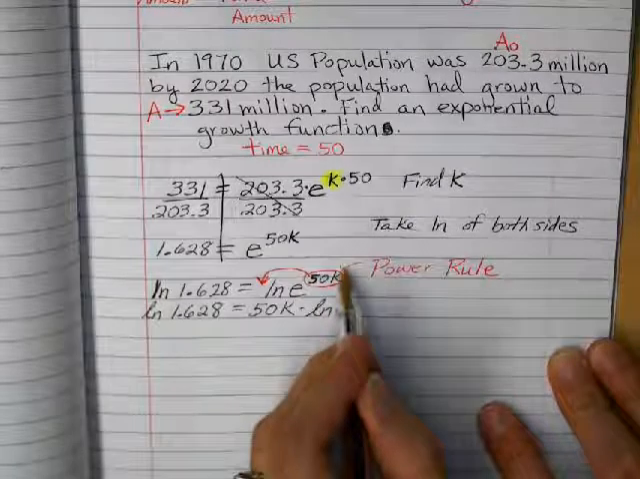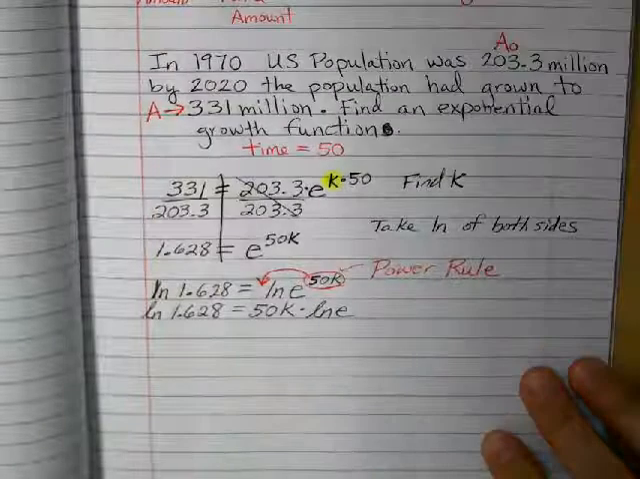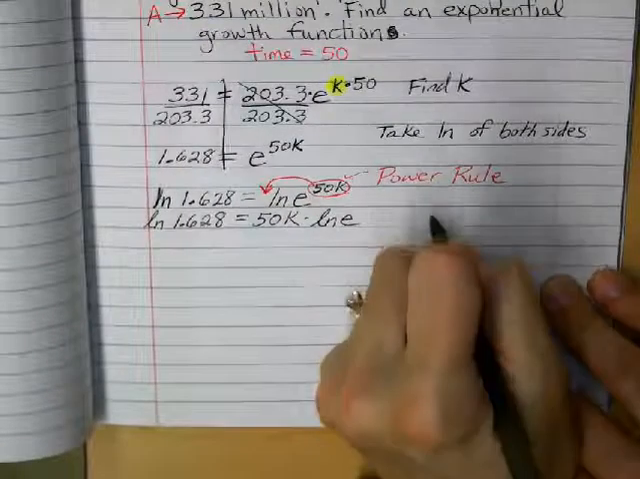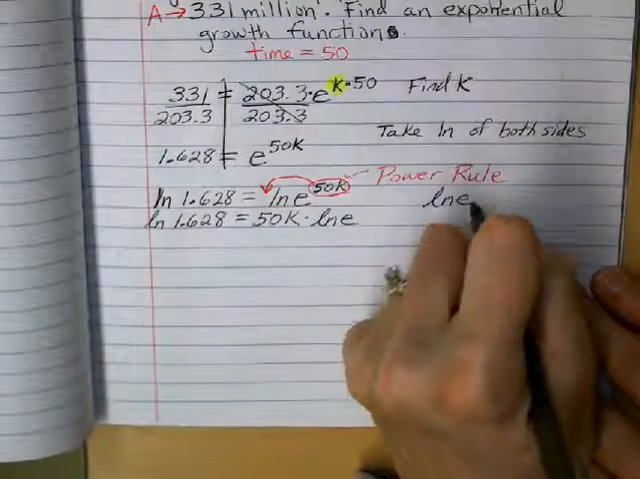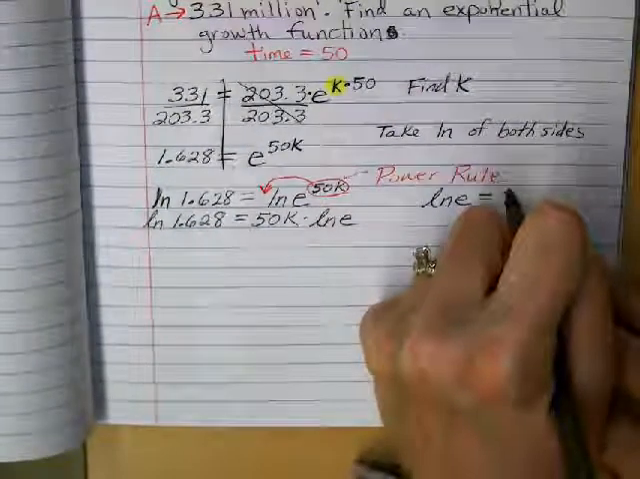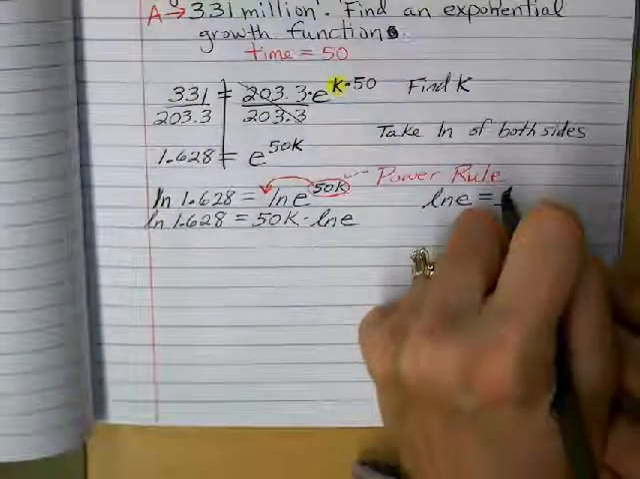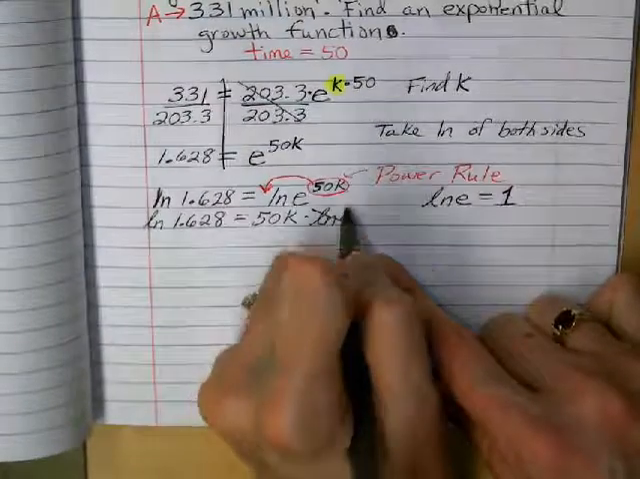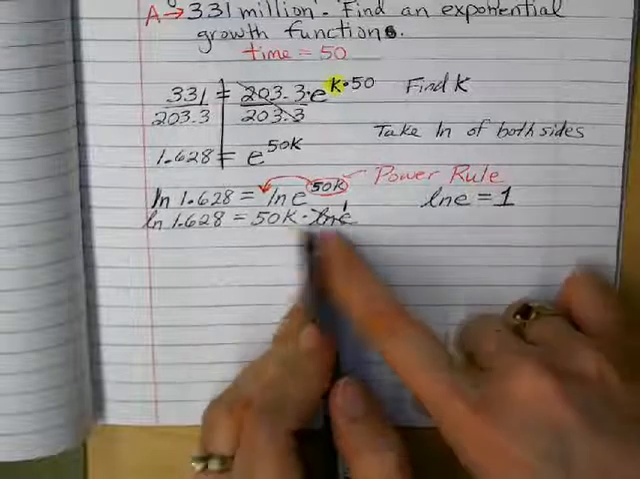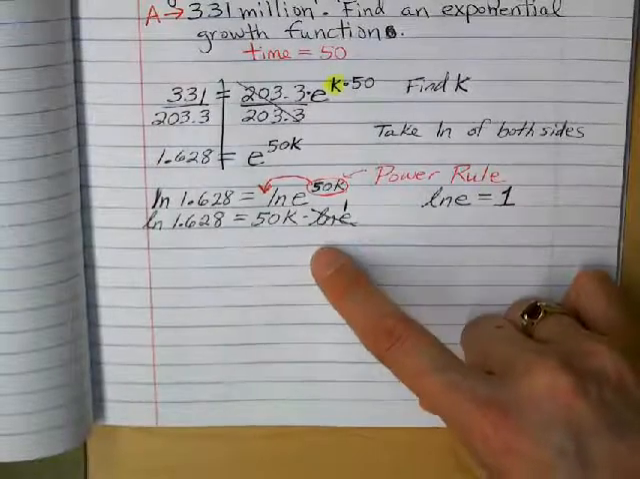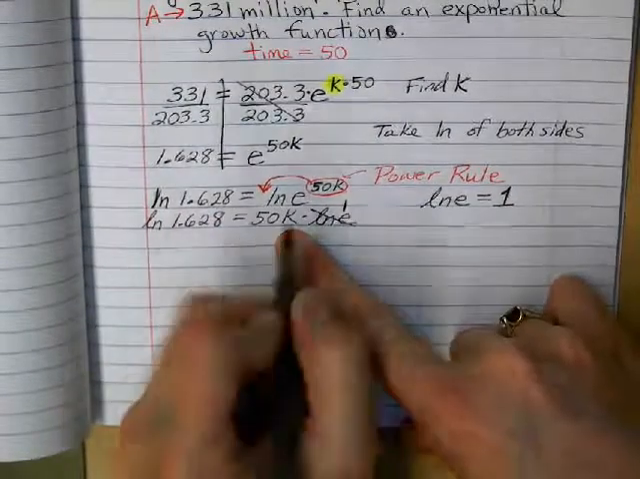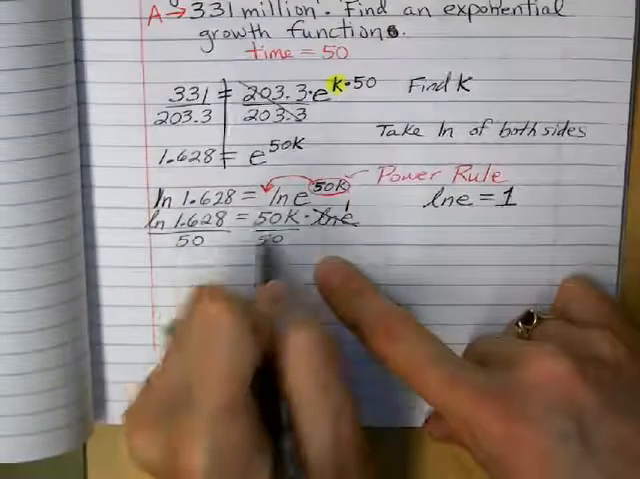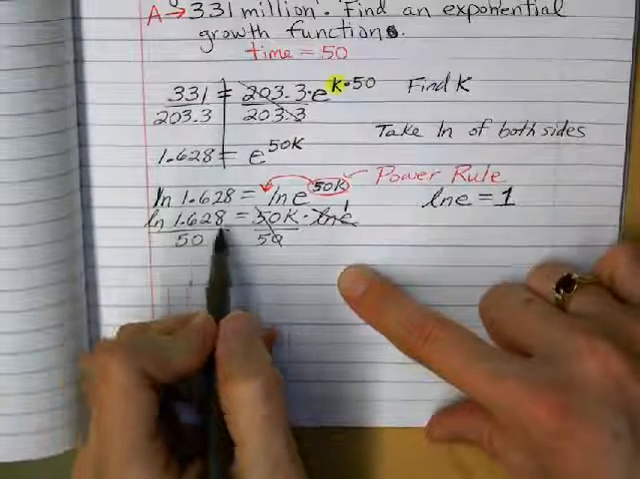Now, what is ln of e? Yeah, if you didn't remember that, we'll write that on the side. ln of e equals 1. So the whole point of taking that ln of both sides is now this ln of e is going to go away. That's just a 1. So if you took 50k times 1, it's still 50k, right? Now you only have one more step, divide by 50, and then you'll get the answer. So then you'll take your calculator and take ln of 1.628 and then divide by 50, and you'll get the answer.